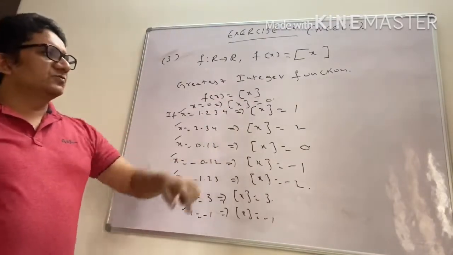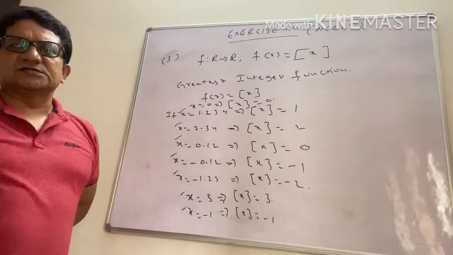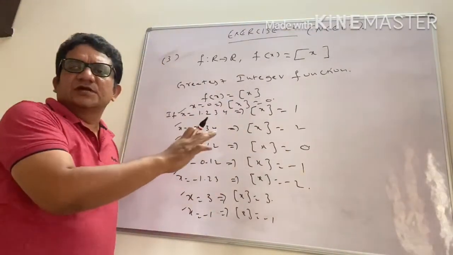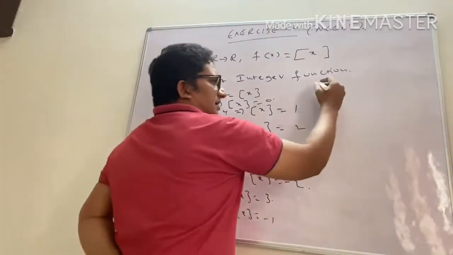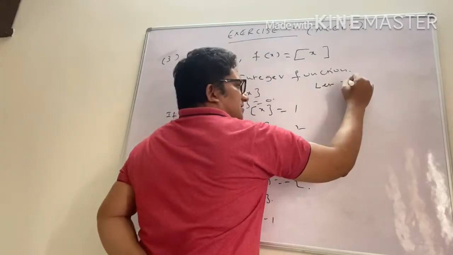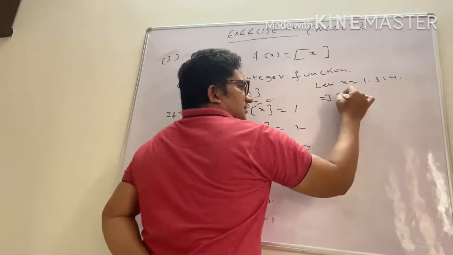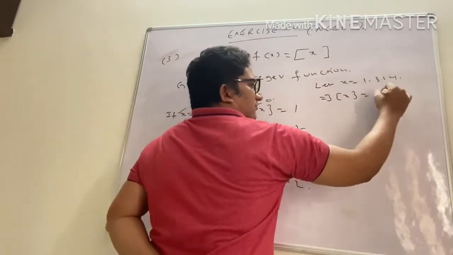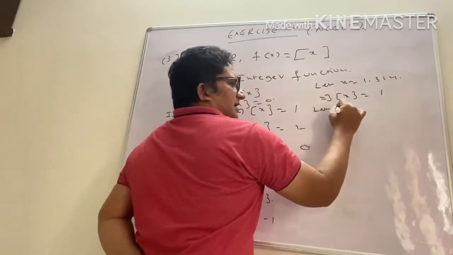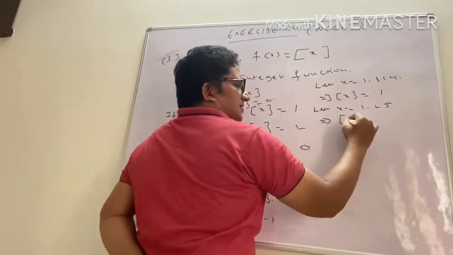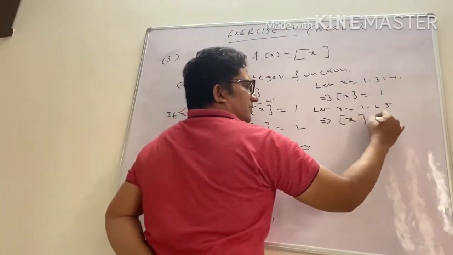Now to prove whether the function is one-one or not, we will take an example only. Here the f of x1 equals f of x2 scheme will not work out. So here we will take x equals 1.314, that implies [x] equals 1. And next we will take x equals 1.25, that implies the greatest integer function equals 1.